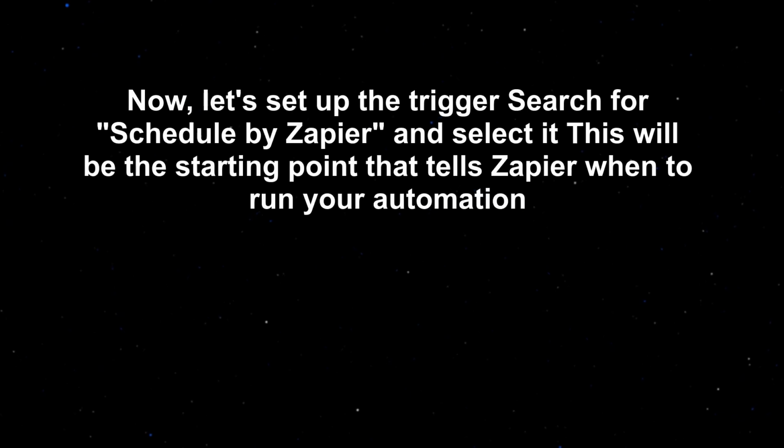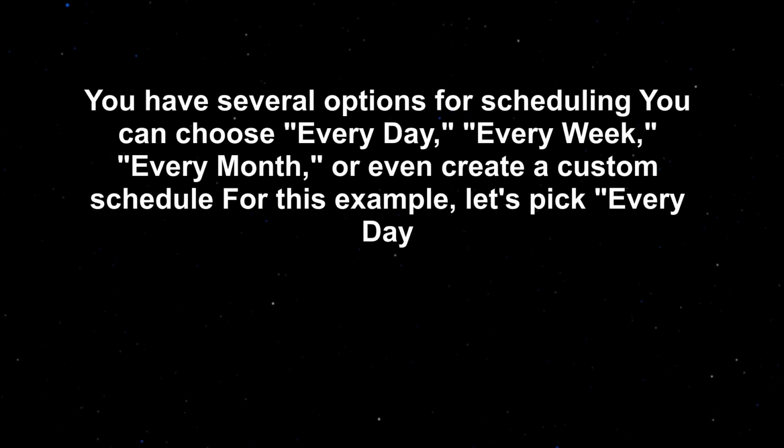Now, let's set up the trigger. Search for Schedule by Zapier and select it. This will be the starting point that tells Zapier when to run your automation. You have several options for scheduling. You can choose every day, every week, every month, or even create a custom schedule. For this example, let's pick every day.